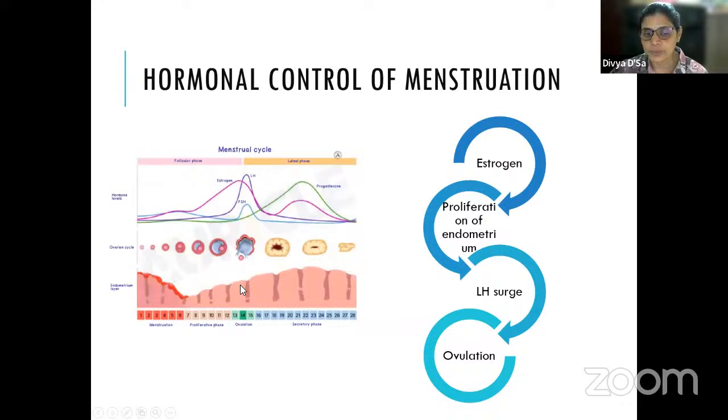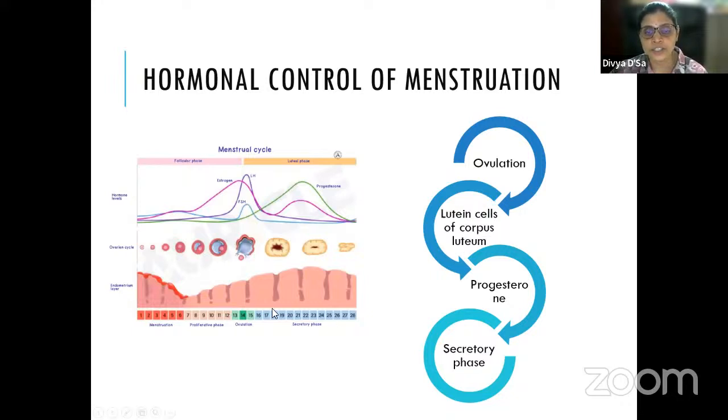Because of the increased proliferation, by the 14th day the LH surge happens. Maximum FSH is secreted by the 14th day, and at that time the LH surge will happen. LH is luteinizing hormone, and it causes ovulation. The secondary oocyte is released, completes the first meiotic division and enters the second meiotic division, and then it will be released during ovulation.